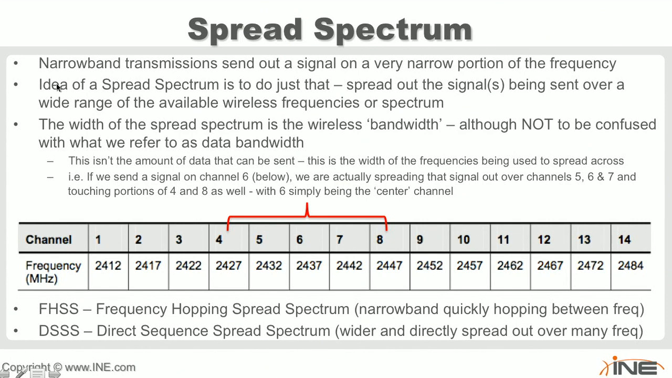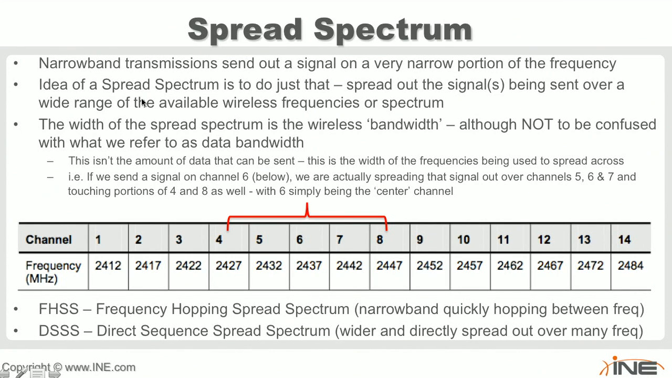To begin with, narrowband transmissions send out a signal on just a very narrow portion of the frequency. It's still probably using 2 or 3 or 5 megahertz, depending on what the actual technology is, or maybe even just a single, very singular frequency, maybe the exact frequency of 2412. We don't use narrowband transmission in 802.11 specifications for our modern wireless networks. However, it's important to draw the contrast between using just a single channel versus the idea of spread spectrum.